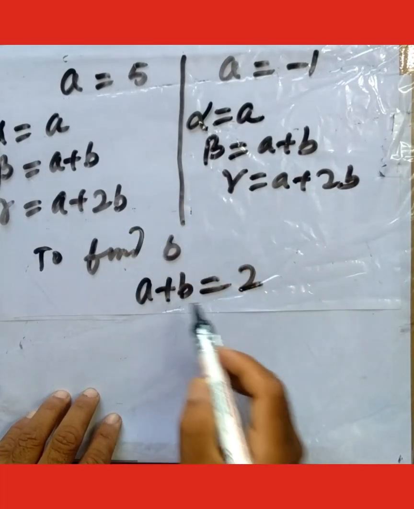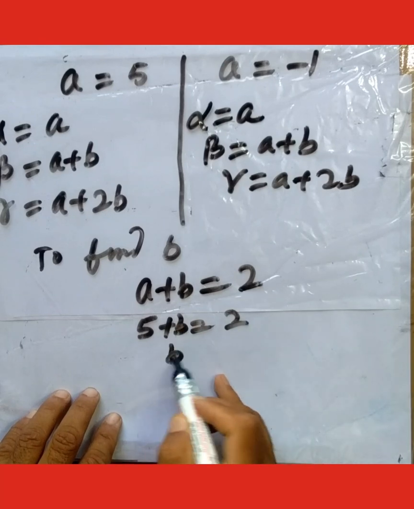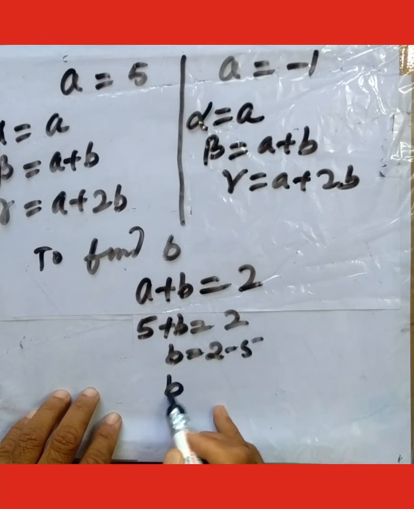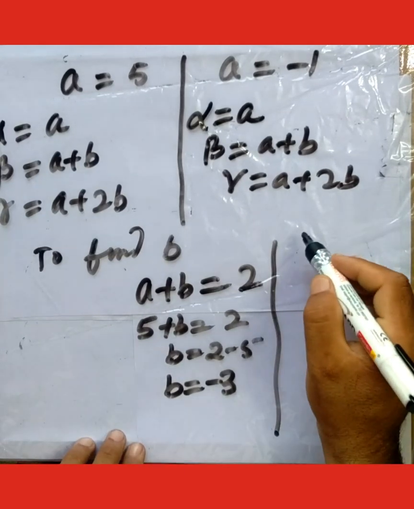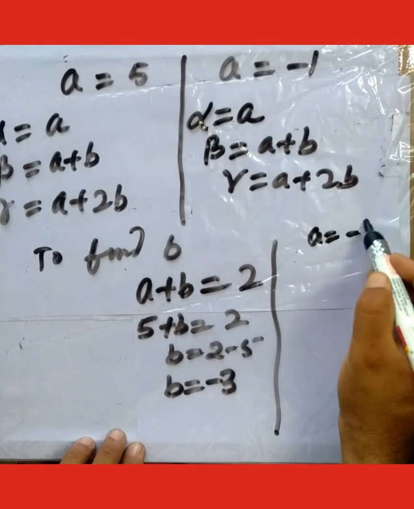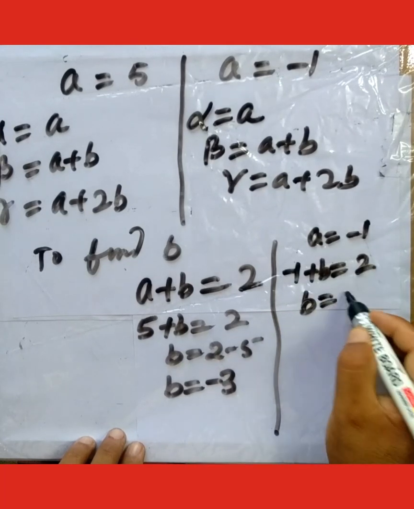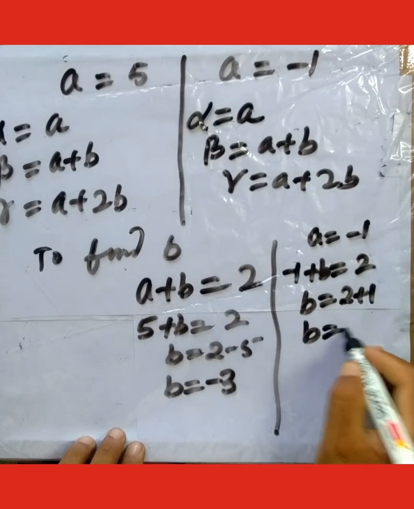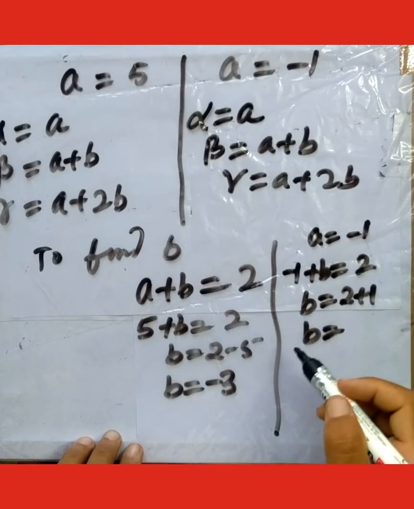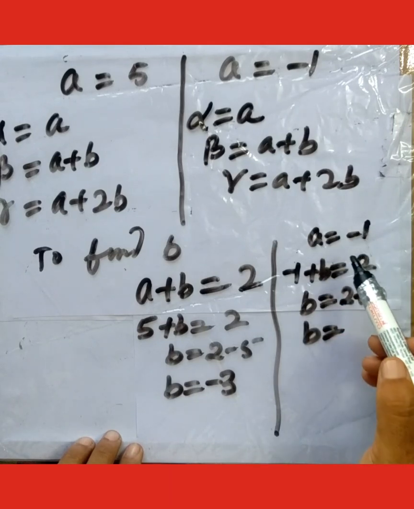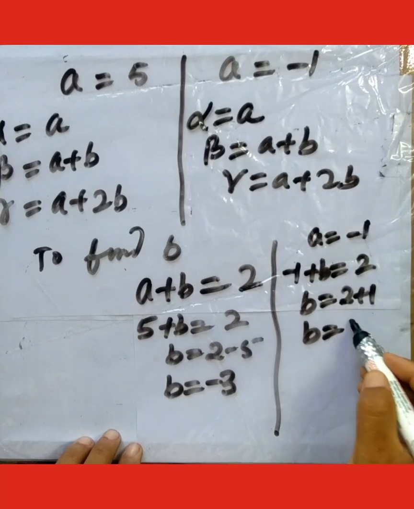Now put the value of a for a = 5. So 5 + b = 2. So b = 2 − 5, so b comes out to be −3. So for a = −1, similarly, −1 + b = 2. So b comes out to be 2 + 1, that is b = 3. For a = −1, −1 + b = 2, so b comes out to be 3.